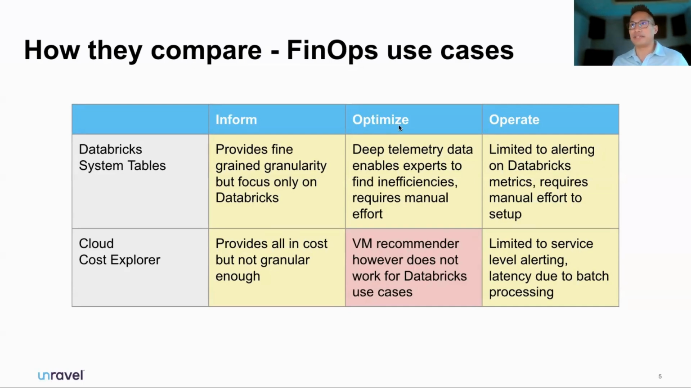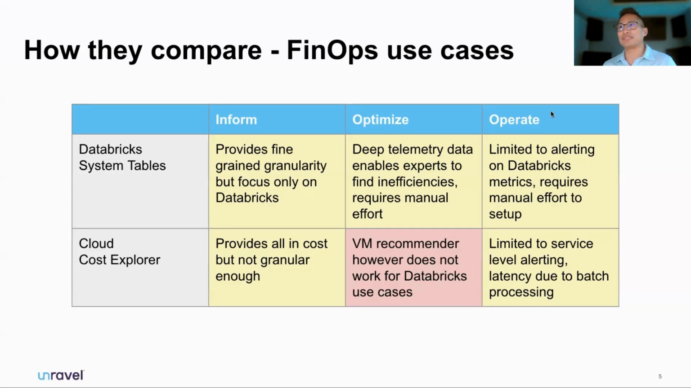When it comes to the optimize phase, Databricks does very well by providing access to deep telemetry data to enable experts to find these inefficiencies, but it does require that subject matter expert. So there needs to be some manual effort to be able to do this. And at scale for some of our large organizations, there could be a lot of opportunities that go awash because there's only a certain amount of resources that can actually do this work and find these inefficiencies. On the Cloud Cost Explorer, I actually had to downgrade this to red because, while they do have some optimizations at the VM level, it just does not work for Databricks use cases.